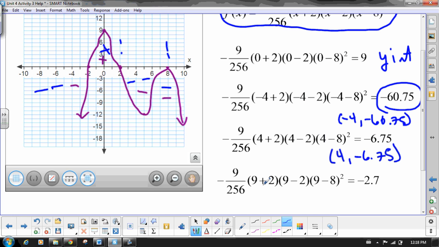And then likewise, when we substitute 9 in, it's to see if we're above or below the axes. You'll notice there's one interval not subbed in here.